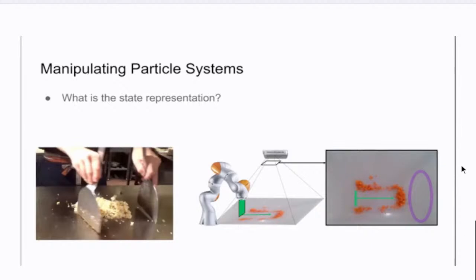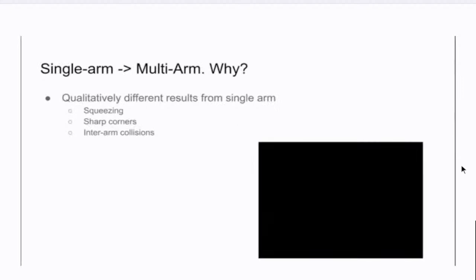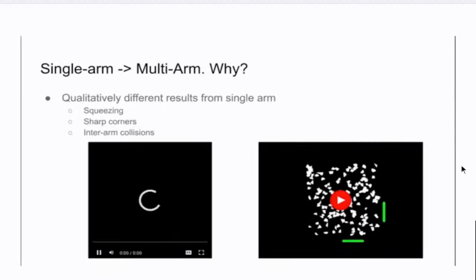For particle systems like these, it is often difficult to find a good state representation to describe the dynamics. Instead of working with the state of each particle, one can choose to represent the state using a density image and perform planning directly on this density image space. This is an approach that has been done by a paper by Terry and Rest before for the case of single arm pushing. In this project, we choose to extend the single arm case to the multi-arm case.